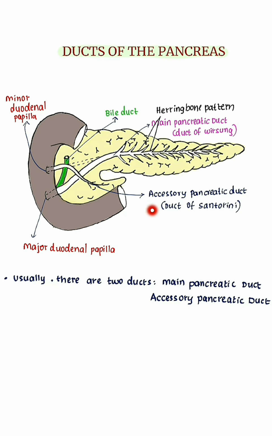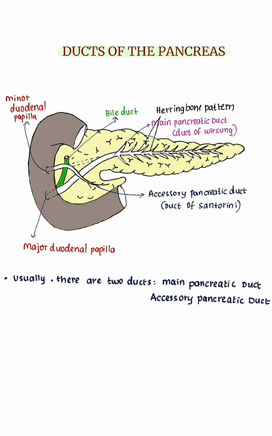Accessory pancreatic duct, also known as duct of Santorini. It begins within the lower part of the head of the pancreas. It then runs upwards and medially, crossing in front of the main pancreatic duct.